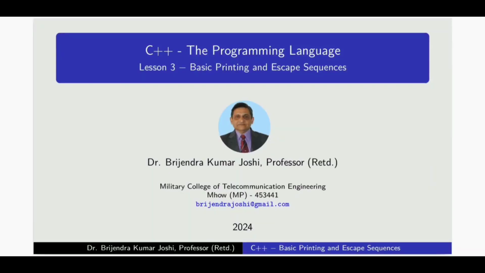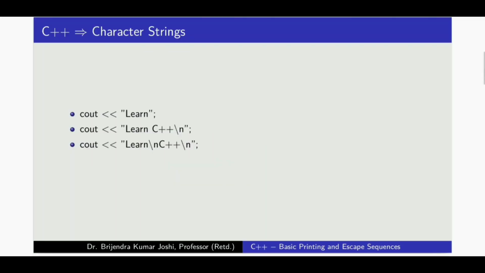In this video, we will see how we can print strings, character strings, and use escape sequences in C programming language. Now one should pay attention here. The basic method of printing onto the monitor is cout, or some people call it console out.